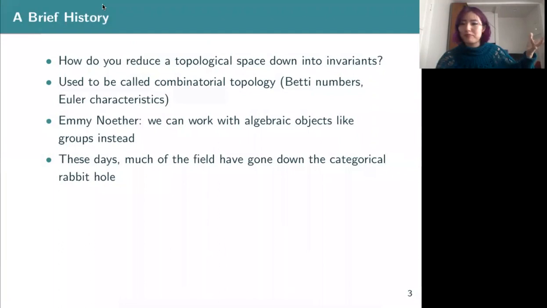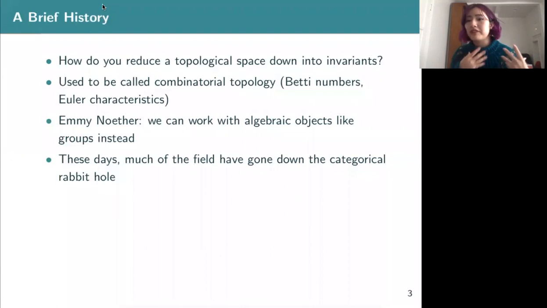So this is a brief history in the sense of I am imposing a narrative on the development of algebraic topology, and other people may have different narratives. This specific narrative is very much aimed at getting you to a picture of algebraic topology that's convenient for this lecture. So the essential question in topology is that if you have a topological space or some kind of mathematical space, how do you reduce it down into invariants that tell you something about its shape?